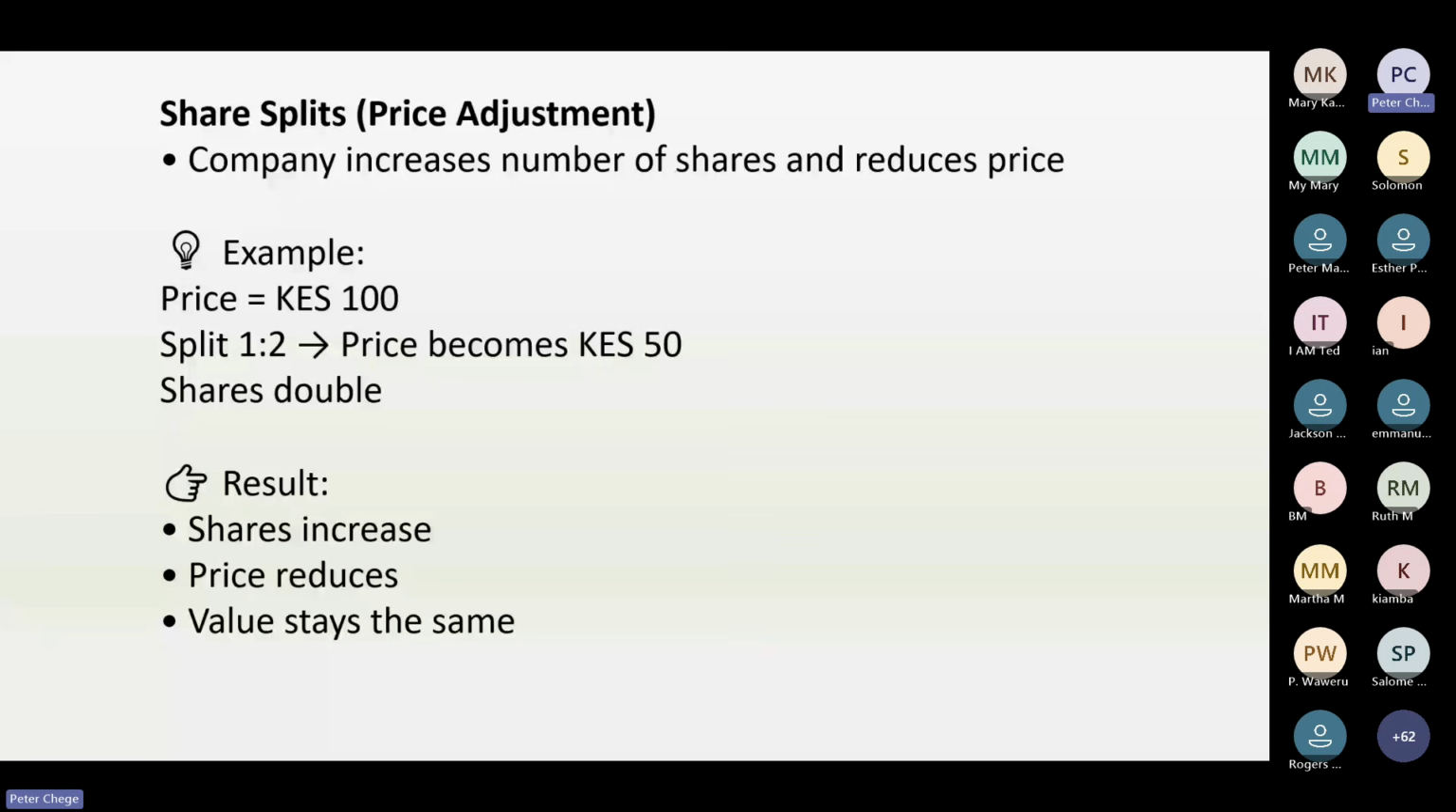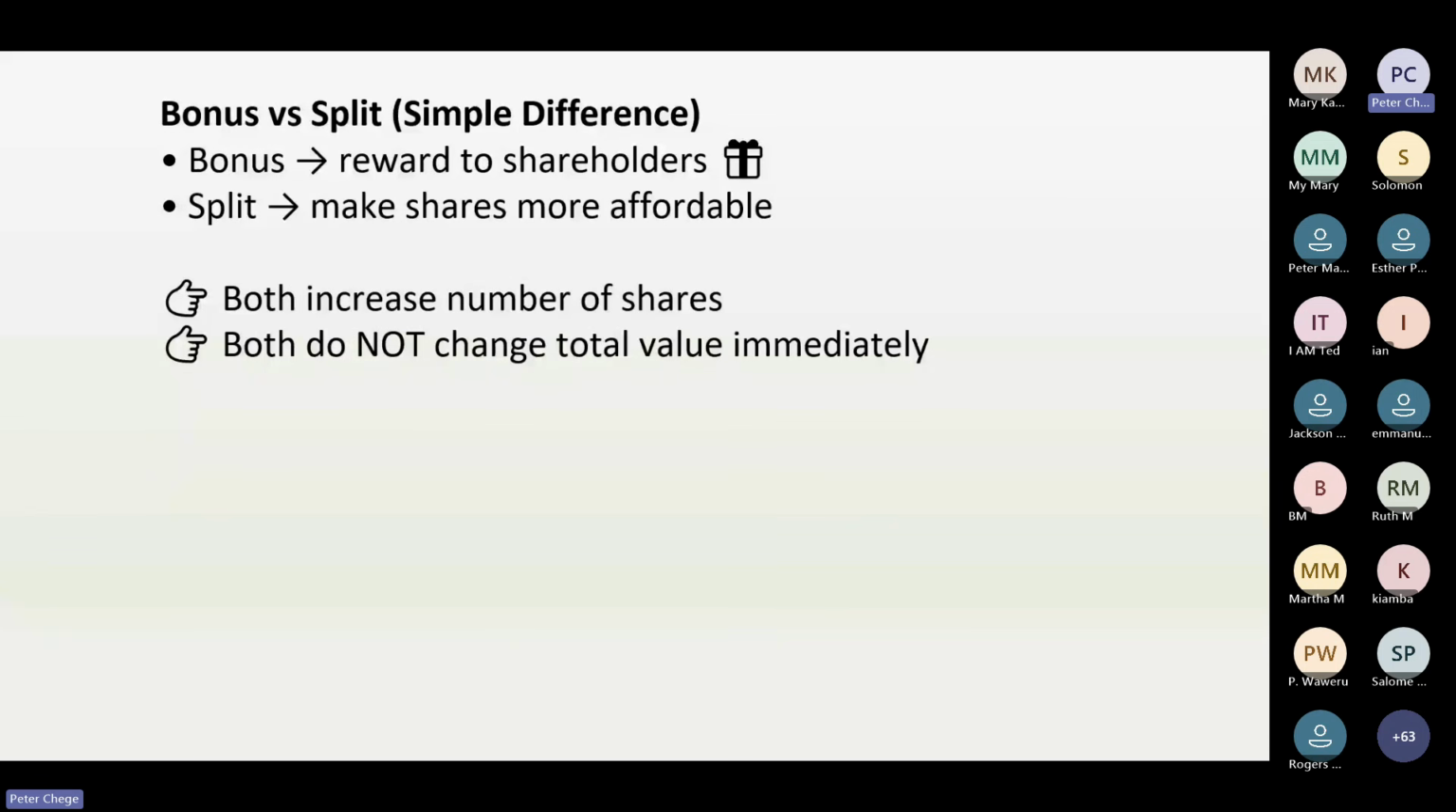So if the share price is 100 and a share split is 1 for 2, it means you are dividing the price by 2, it goes to 50, but your shares double. Valuation doesn't change at all. So the number of shares will increase, but price reduces with the same ratio, and value stays the same. That is share split. So the difference between the two: bonus is a reward. You are getting free shares. Split is where shares are made more affordable.